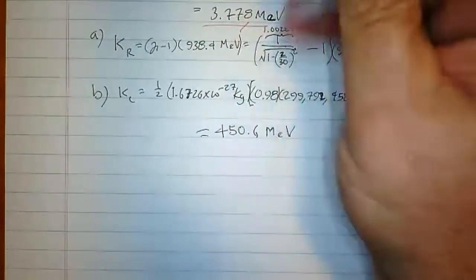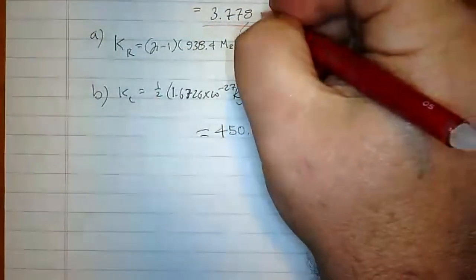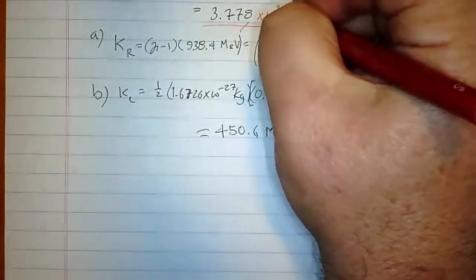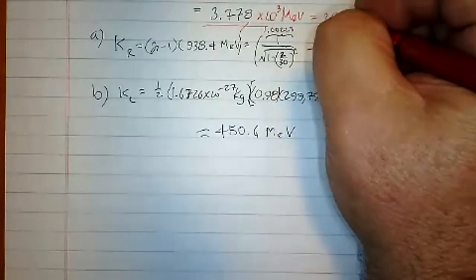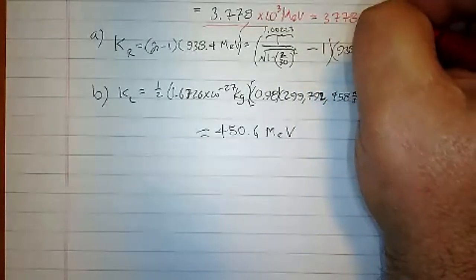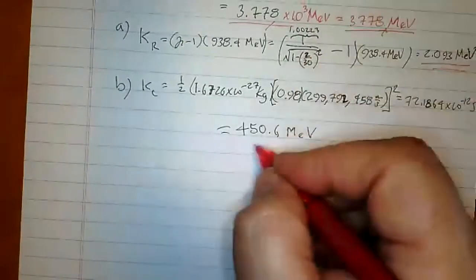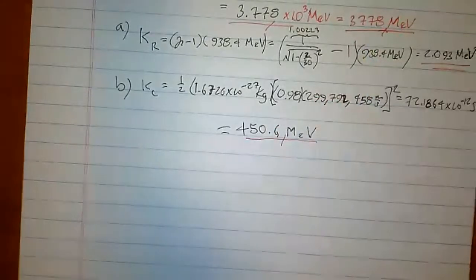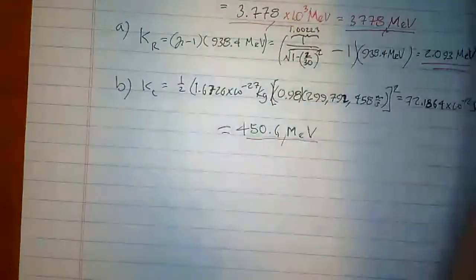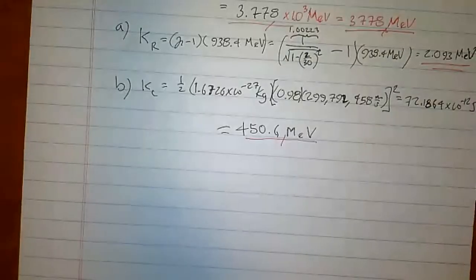So it was actually 3.778, and then I didn't see this times 10 to the third MeV. So that's actually equal to 3,778 MeV. That's what should be compared to this. And you can see this is about half of 1,000. That's almost 4,000. So clearly, relativistic corrections make a big deal when you're at 98% of the speed of light. Any questions on that?